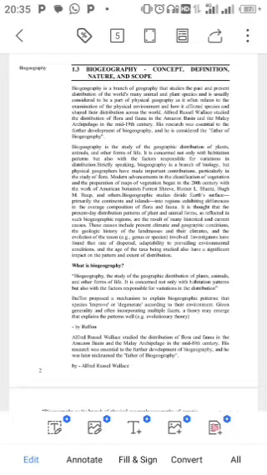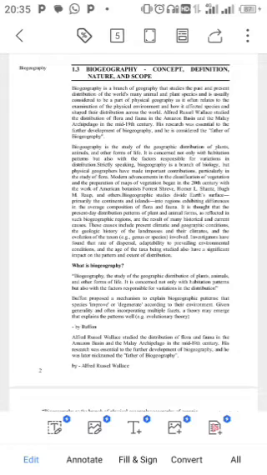Alfred Russel Wallace studied the distribution of flora and fauna in the Amazon basin and the Malay archipelago in the late 19th century. His research was essential to the further development of biogeography, and he is considered the father of biogeography.